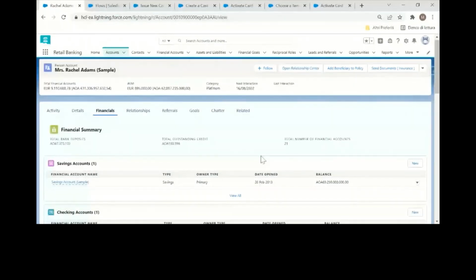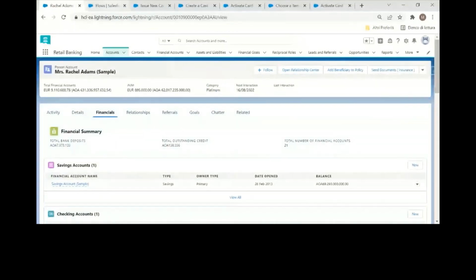So that's all which I wanted to cover today. I hope I could have managed to give at least some basic and preliminary idea about Financial Cloud and how the built-in flows can give the opportunity to provide customer self-service to the end users.